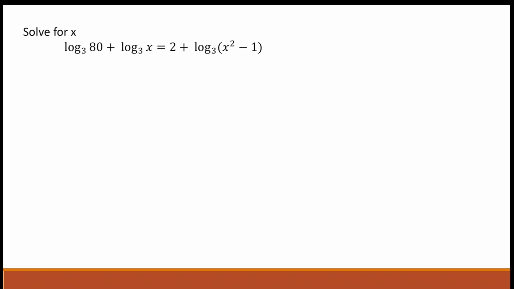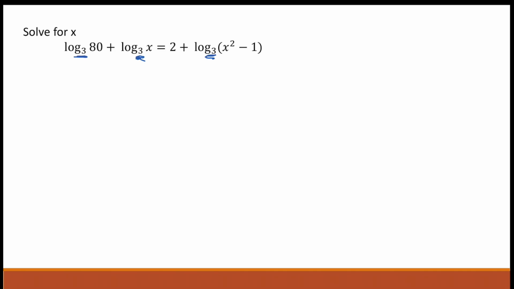Now, we have a question right here that says solve for x, which means you have to find the numerical values of x that will work for this equation. Your AP Precalculus test will be centered around the steps or the methods that you go through here, so pay attention to this. You'll notice that you have the same base over here, log base 3 and log base 3 and log base 3.